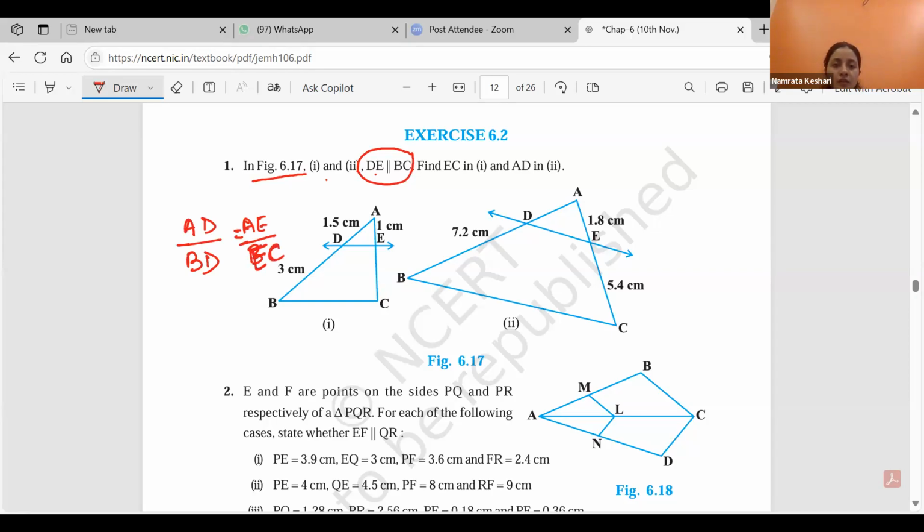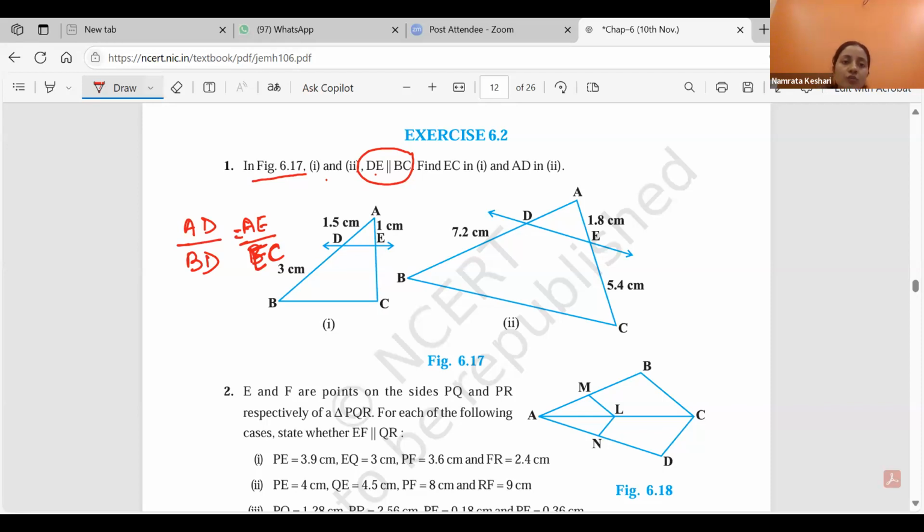Yes, ma'am. If parallel is given, then automatically the ratio will be same. Who said? Basic proportionality theorem. Basic proportionality theorem said that if parallel, then the ratio is same. Which ratio? This ratio, AD by BD, that will be equal to AE by EC.